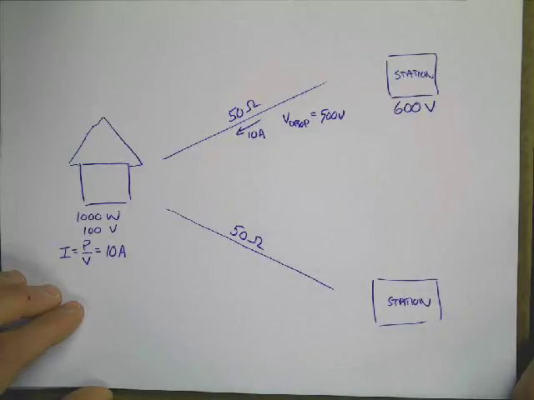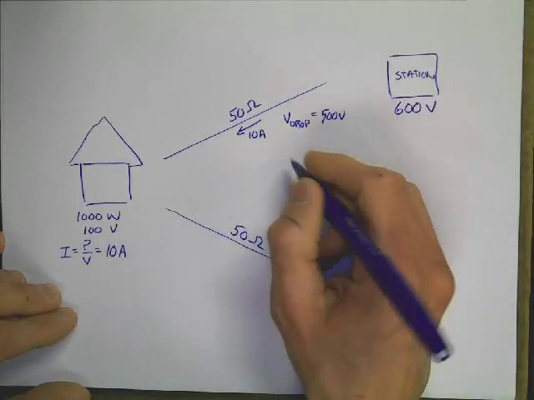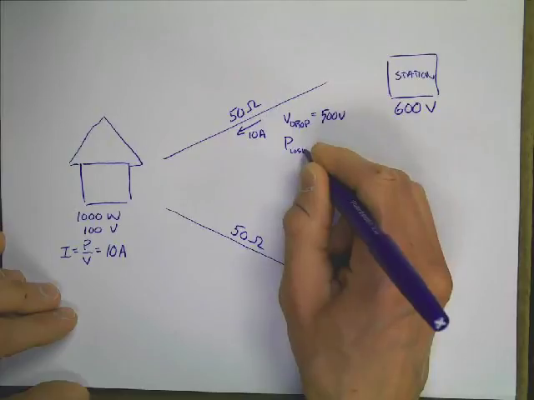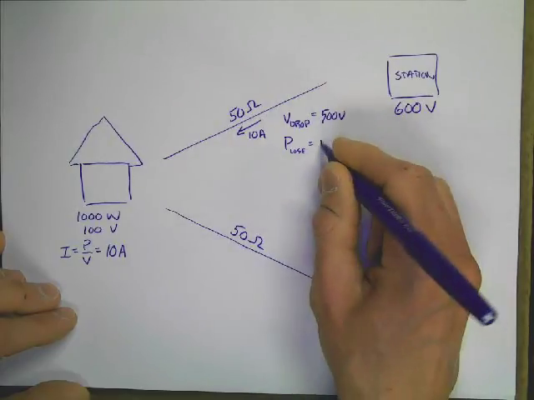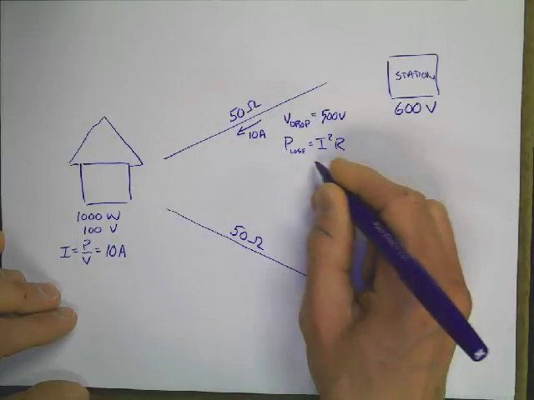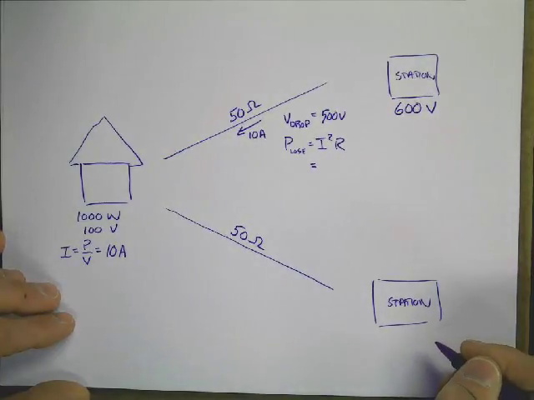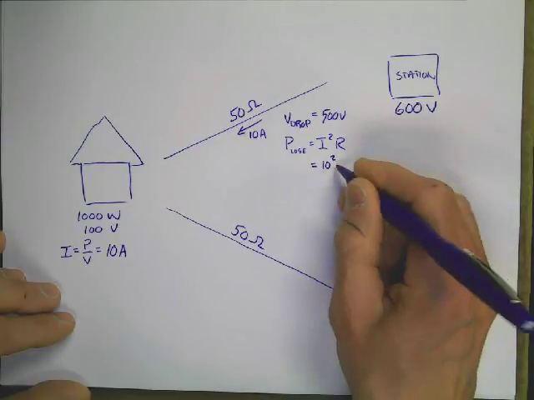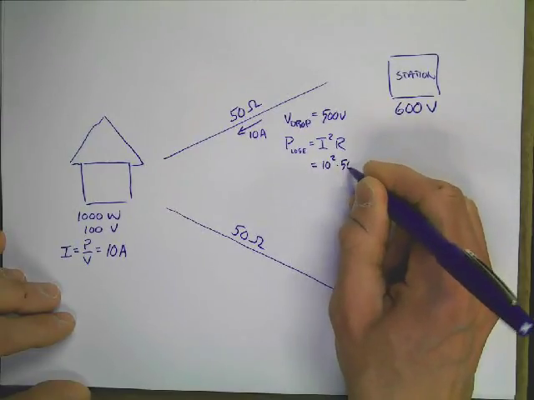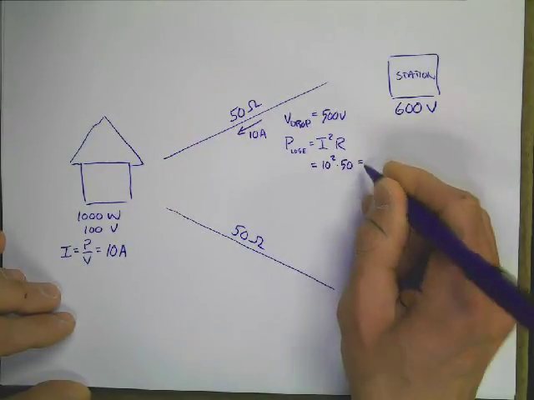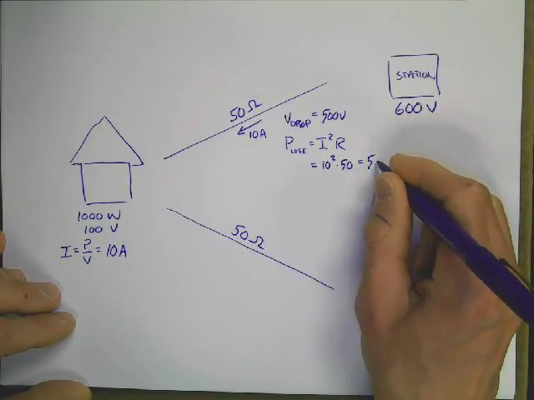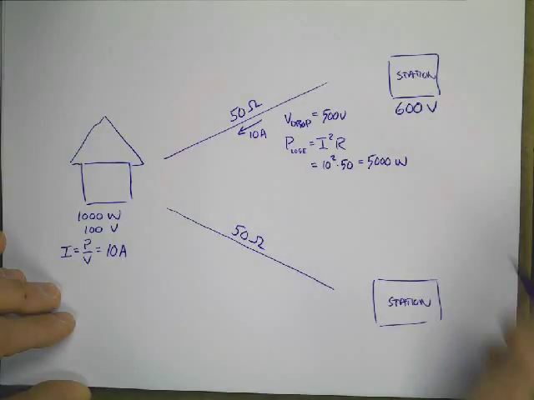Okay. Now there's another problem which is maybe even almost bigger, and that is what power do you lose here? And the power that you lose is going to be equal to I squared times R. And this is going to be impressive because you're going to have a current of 10 amps squared times a resistance of 50 ohms. That's going to be 100 times 50. That's going to be 5,000 watts of power.